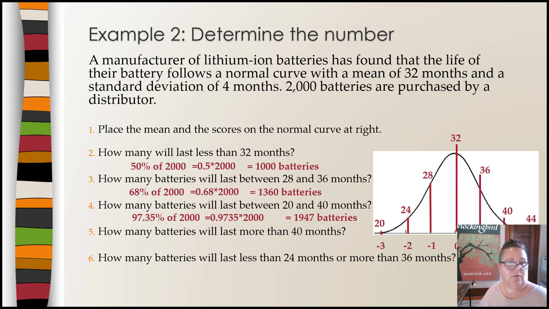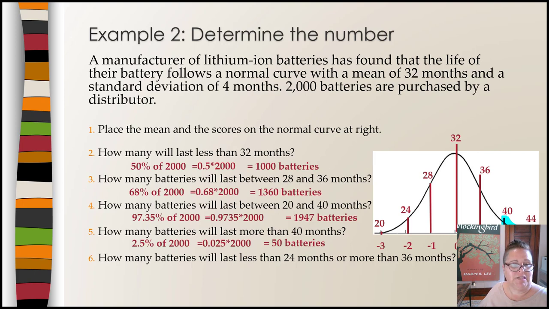And then question 5 says, how many batteries will last more than 40 months? So I'm going to go 40 and up. Notice again, this is from the second standard deviation up. I would do a 2.35 plus a 0.15 to get 2.5% of 2,000, or 0.025 times 2,000, which is going to give me 50 batteries.